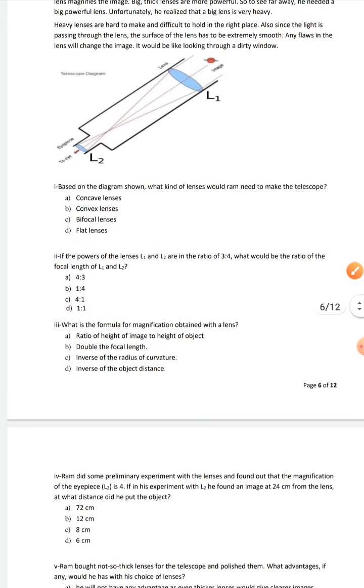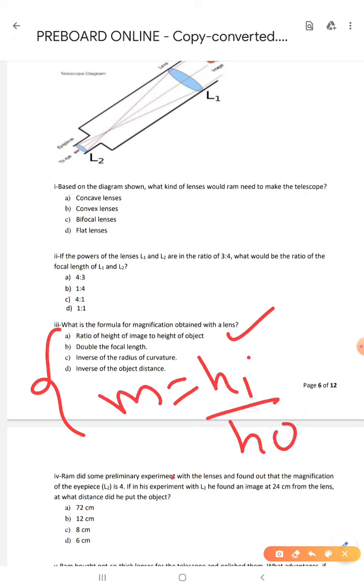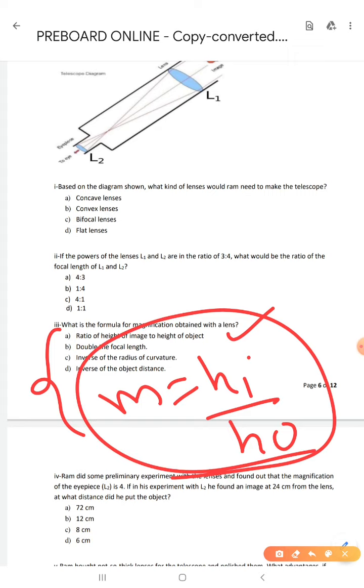Next one. What is the formula of magnification obtained with a lens? There are four options. You should read all the options, then according to that you have to give the answer. As we know, magnification is height of image upon height of object. You will apply this formula and you will get your answer.